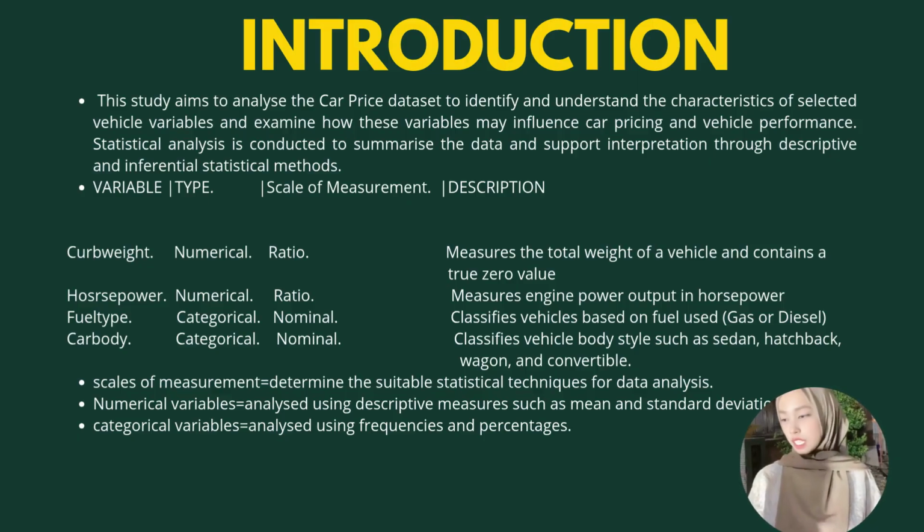Numerical variables are used to measure values that can be calculated, while categorical variables are used to classify data into different groups. We also examine data characteristics such as missing values and data distribution to ensure that the analysis is accurate and reliable.